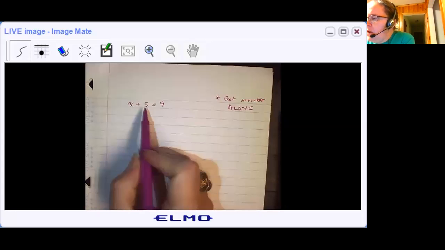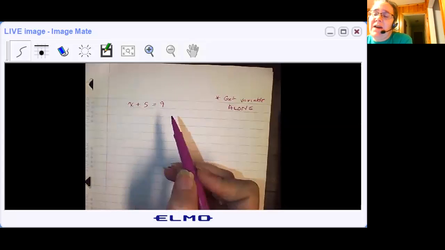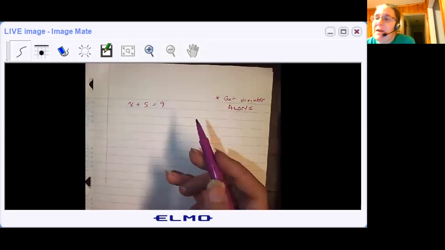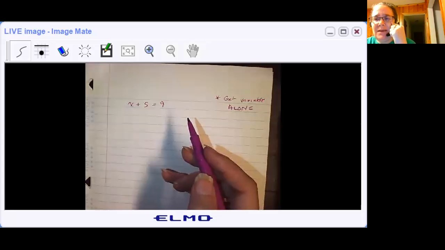Well, let's think about this. x plus 5 equals 9. If we think about it, we go, what plus 5 gives me 9? Well, that's easy. 4 plus 5 is 9. That's just a math fact we know. But what if it was a different number? We need a process for this.